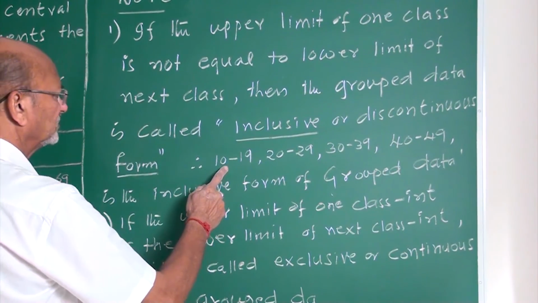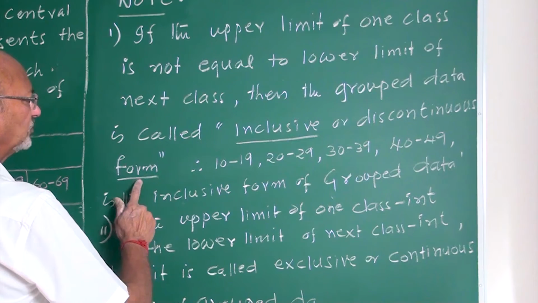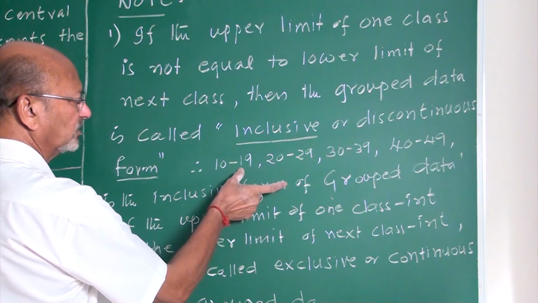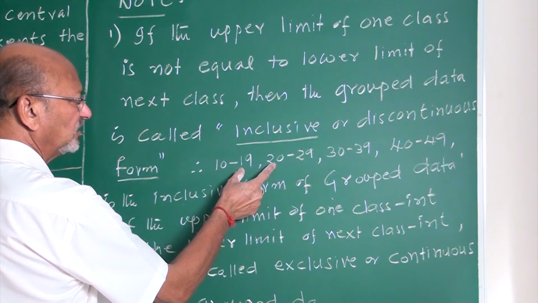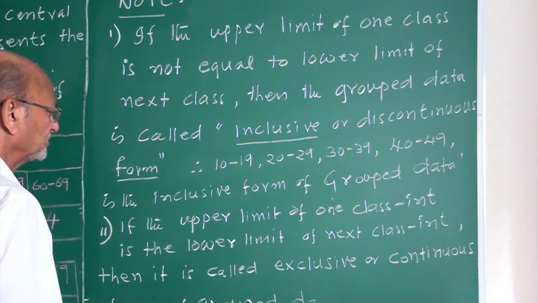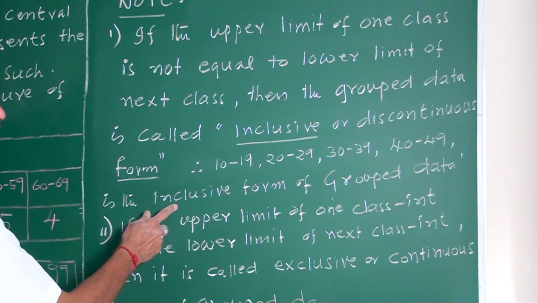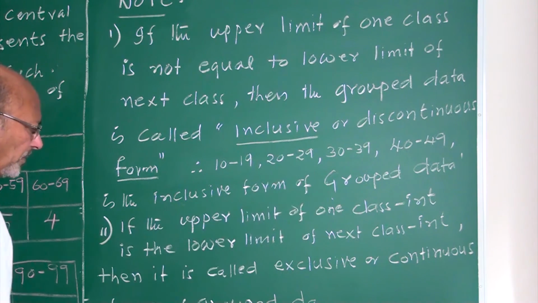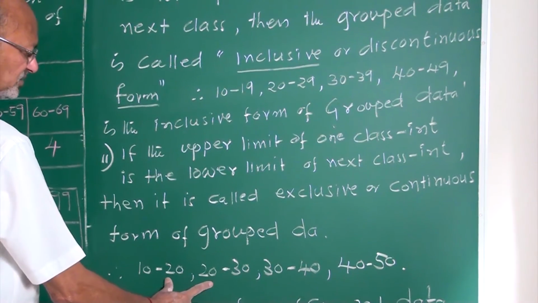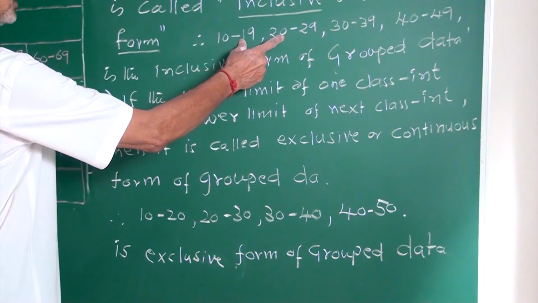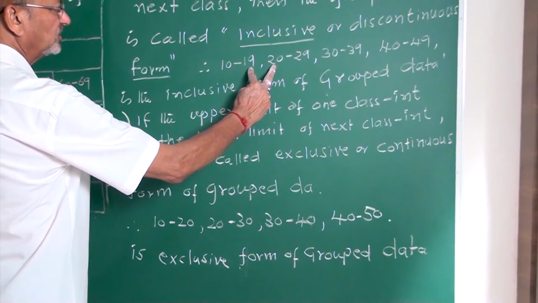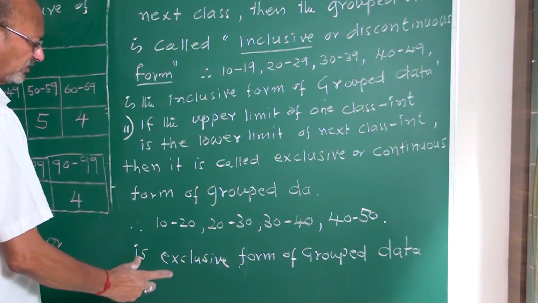For example, this is the discontinuous form: 10 to 19, 20 to 29. What is your observation? The upper limit of the first class interval is not the same as the lower limit of the next class interval. In such cases, it is known as inclusive form of grouped data. Second is equal; here it is not equal. When it is not equal, it is inclusive or disconnected, with no connection between them. And what is the other one?